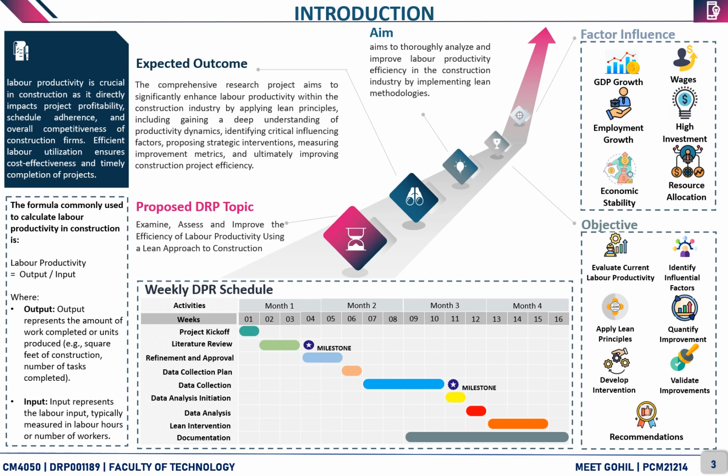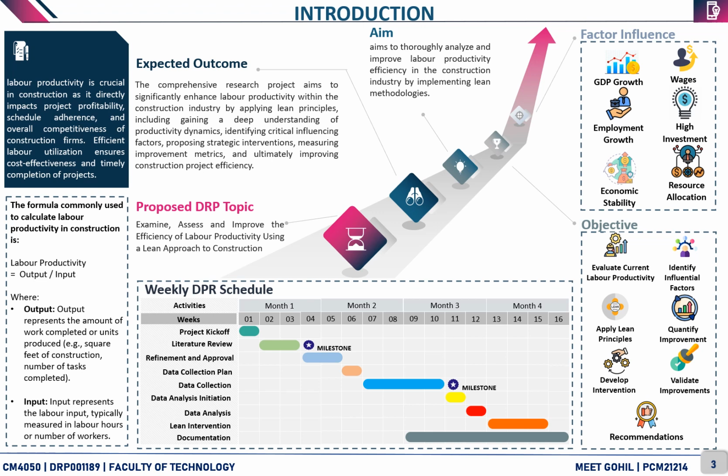As we all know, labor productivity is crucial in construction as it directly impacts projects' profitability, schedule adherence, and overall competitiveness of construction firms. Efficient labor utilization ensures cost effectiveness and timely completion of the projects. In order to achieve this, the DRP topic was proposed as examine, assess, and improve the efficiency of labor productivity using a lean approach to construction.